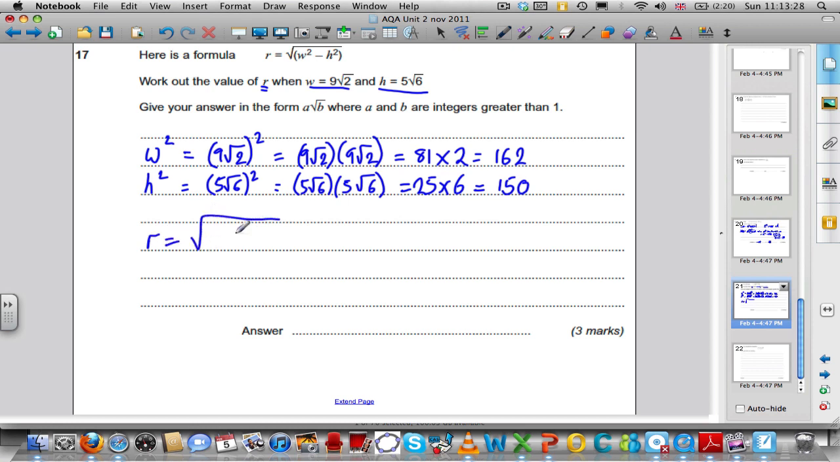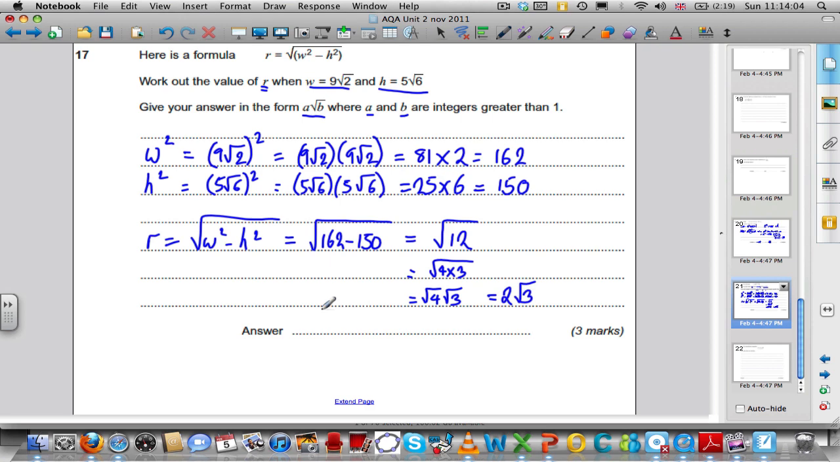R is the square root of w squared minus h squared, which is the square root of 162 minus 150, which is the square root of 12. So we've worked out what r is, but it wants your answer in the form a root b, where a and b are integers. Can I think of a square number that divides into 12? Well, yes, I can. 4. So 4 times 3 is 12, and this simplifies to root 4, root 3, which is 2 root 3. Hence your answer, 2 square root 3.